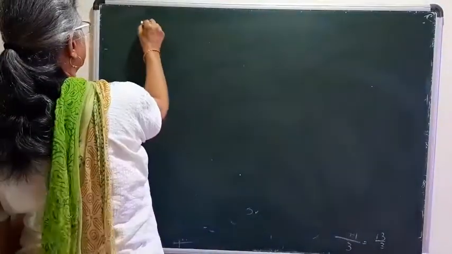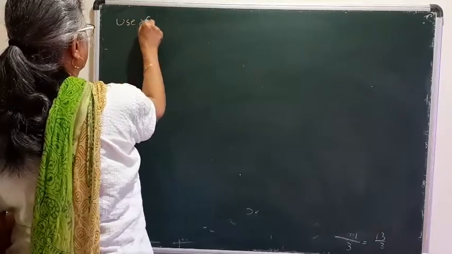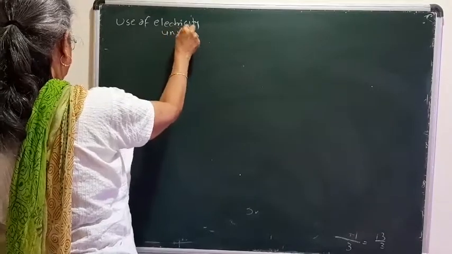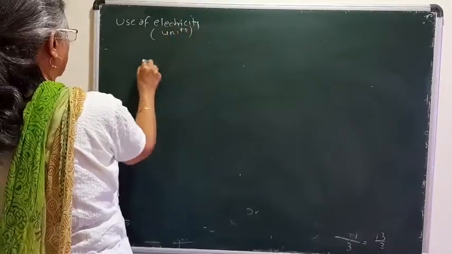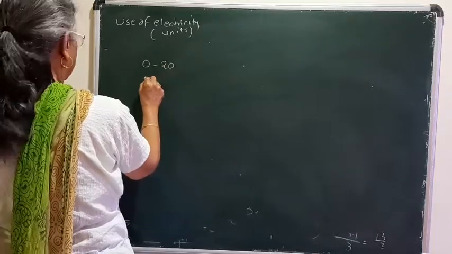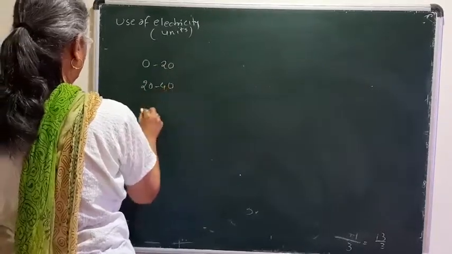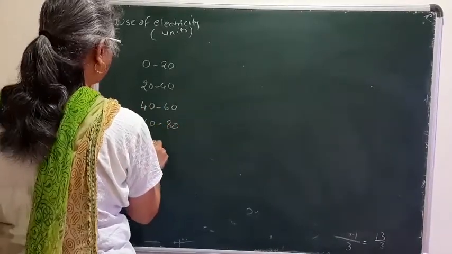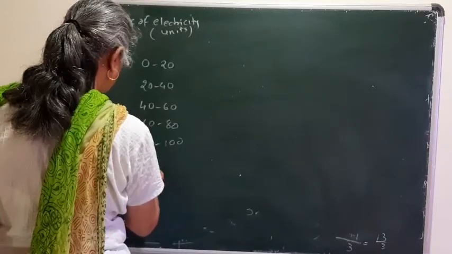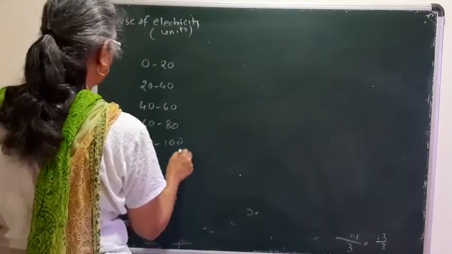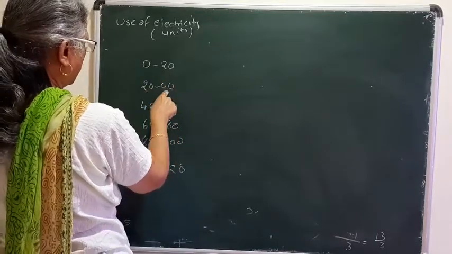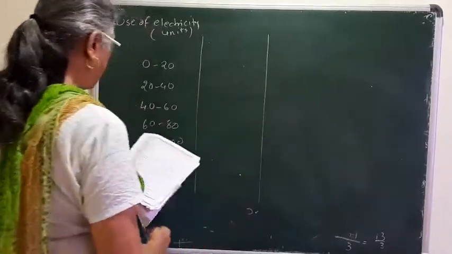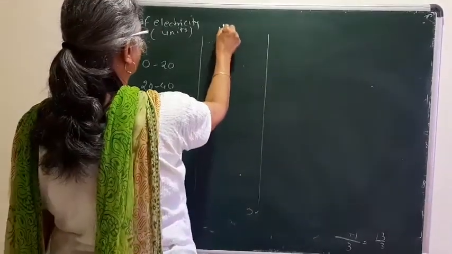Use of electricity units. In units 0 to 20, then 20 to 40, 40 to 60, 60 to 80, 80 to 100, and 100 to 120. Again the classes are continuous, 40, 40, 20, 20, so not necessary to draw the second column. Only directly we can write the frequencies, that is number of families.